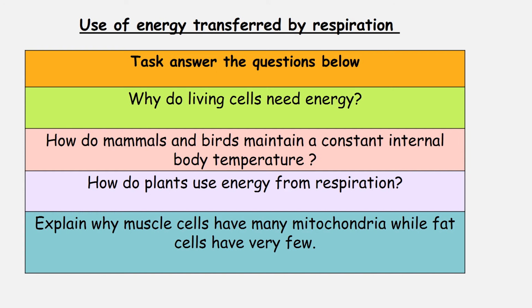How do mammals and birds maintain a constant internal body temperature? So how is it that we stay at 37 degrees Celsius, for instance? Question 3, how do plants use energy for respiration? We did talk about that in last lesson, so you might remember that, or go and find out. And finally, explain why muscle cells have many mitochondria while fat cells have very few. So can you exit this video now and find the answers to those 4 questions and then come back to this video, please?